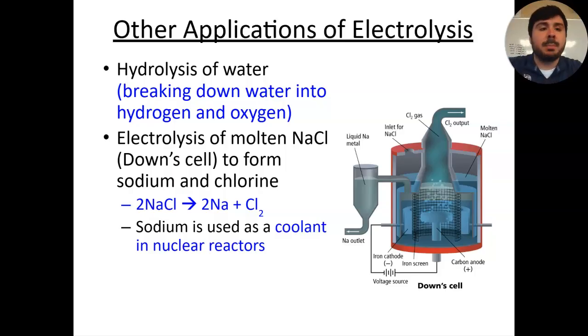So, for example, sodium metal is used as a coolant in nuclear reactors, right? Nuclear reactors are another important type of clean energy source, not as widely used, but a pretty important type of clean energy. And in order to cool down these nuclear reactors, because they produce a ton of heat, you're going to use a metal like sodium to help do that.